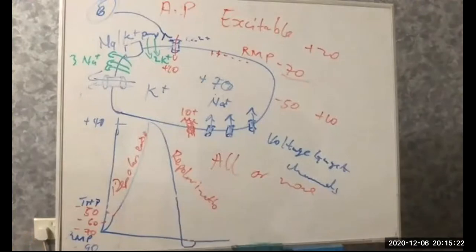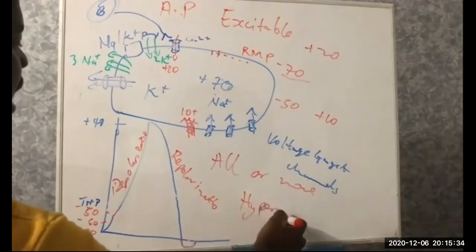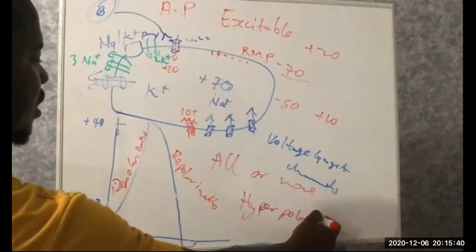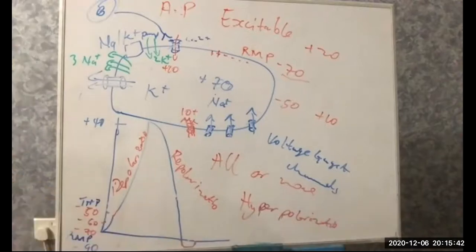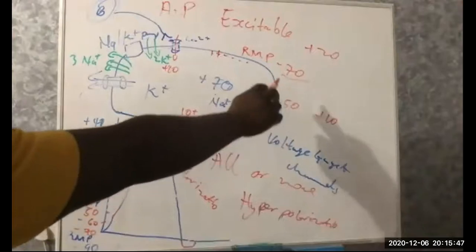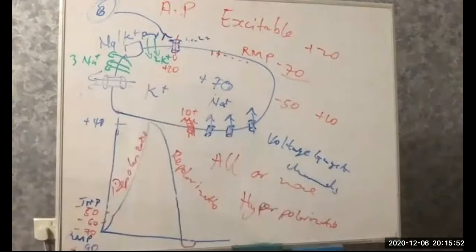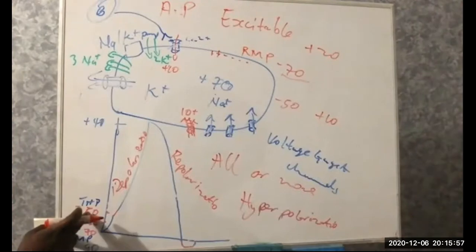Okay? Now, once it goes through repolarization and even bypasses the resting membrane potential, we call it hyperpolarization. So what does that mean? At resting membrane potential, we needed plus 20 to reach action potential. In hyperpolarization, how many do we need? Minus 90. Before we get to minus 50, that would be what?